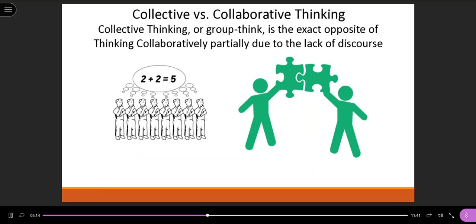Some may get confused with the difference between collective thinking and collaborative thinking. They are actually very, very different. And to be completely honest, they are opposites. Collective thinking, also known as groupthink, opposes thinking collaboratively because the individual does not think creatively or critically, or for themselves for that matter. Also, there is no discourse or debate or discussion in order to bounce these ideas off one another.